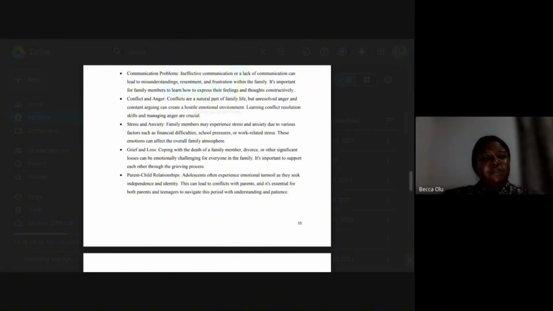Another issue that happens in the family is stress and anxiety. Family members may experience stress and anxiety due to various factors, such as financial difficulties, school pressures, or work-related stress. These emotions can affect the overall atmosphere. You see that your mommy is always angry or your daddy is always angry. It is stress and anxiety because adults go through a lot. That's the truth. Life is not a bed of roses for a lot of adults, right?